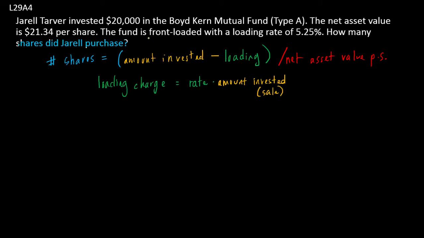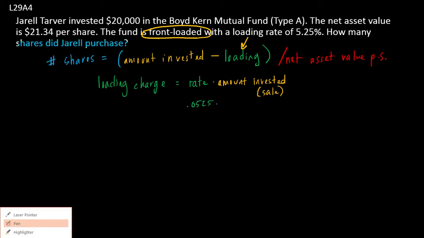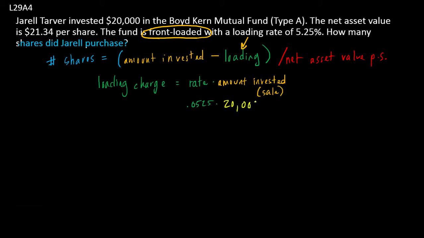Alright, so because this fund is front-loaded, that means there is a loading charge associated with our calculation for number of shares. Okay? It does matter whether the question states front-loaded or back-loaded. So our loading charge is going to be equal to our rate, which is 5.25% or 0.0525, multiplied by the amount invested, which is $20,000. So we get a loading charge of $1,050. So that's our loading charge.